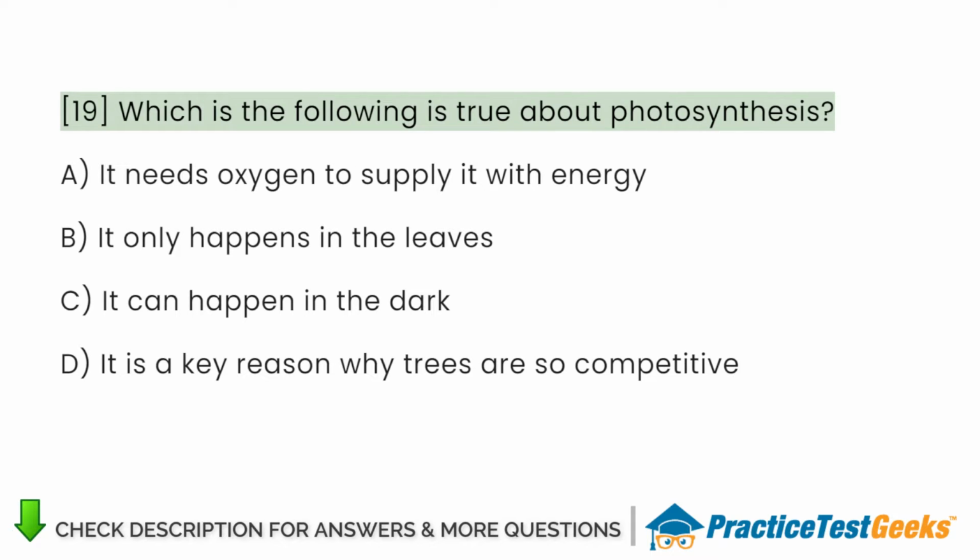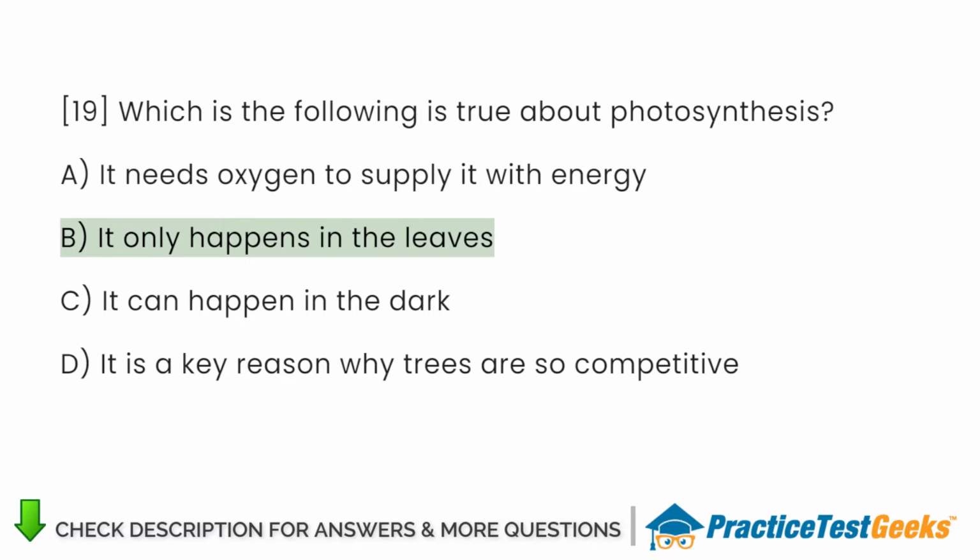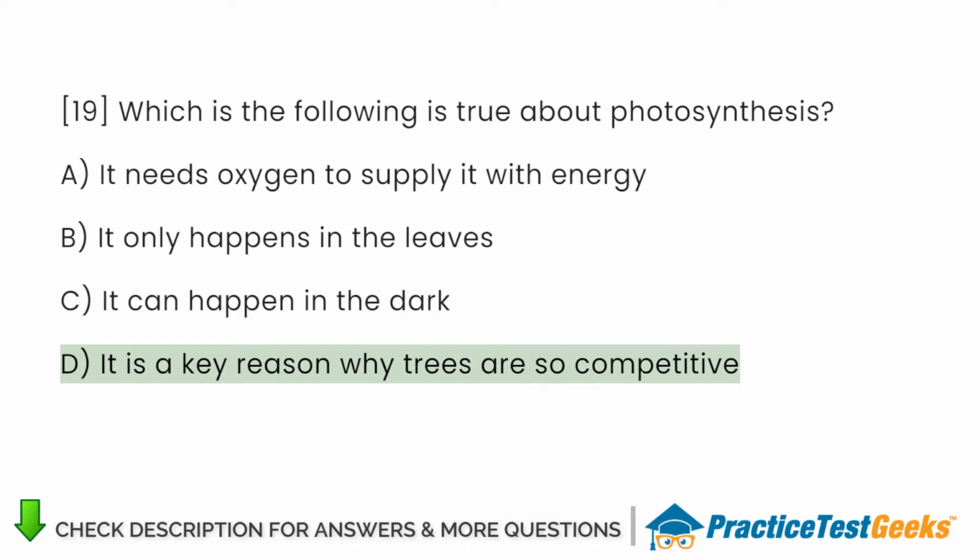Which of the following is true about photosynthesis? A. It needs oxygen to supply it with energy. B. It only happens in the leaves. C. It can happen in the dark. D. It is a key reason why trees are so competitive.